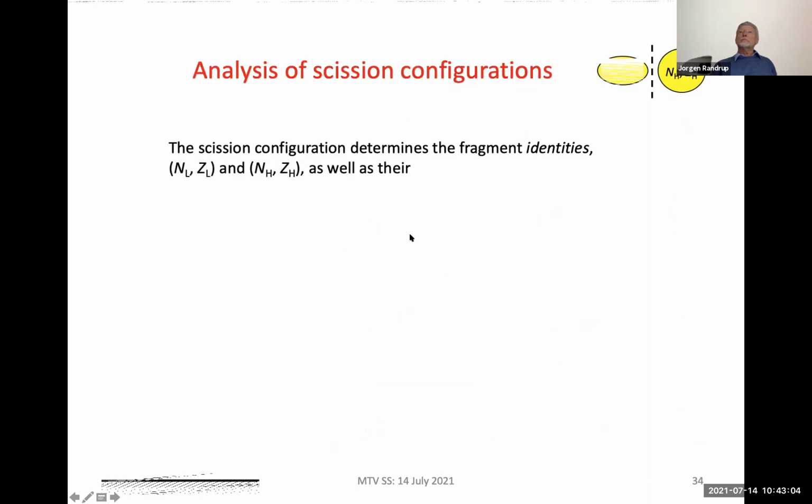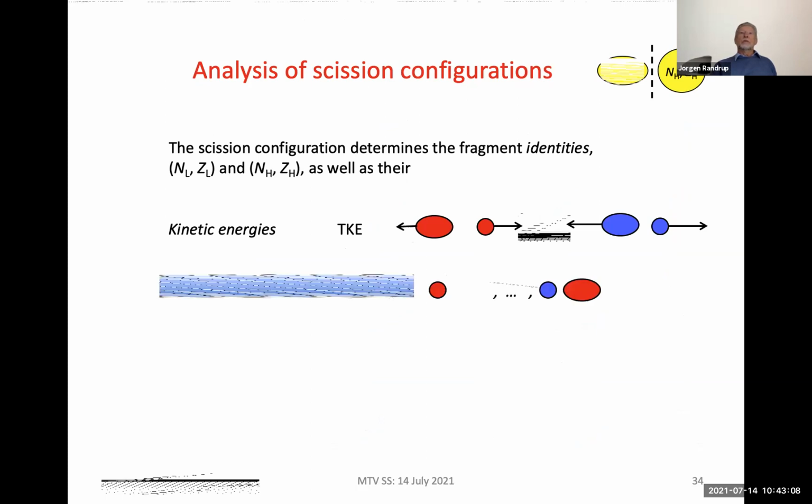And you can get the kinetic energies, as I just alluded to. This has to do with getting how the energy is distributed between the fragments. And the final thing has to do with the angular momenta of the fragments. So I will show examples of these three things here before I finish up.